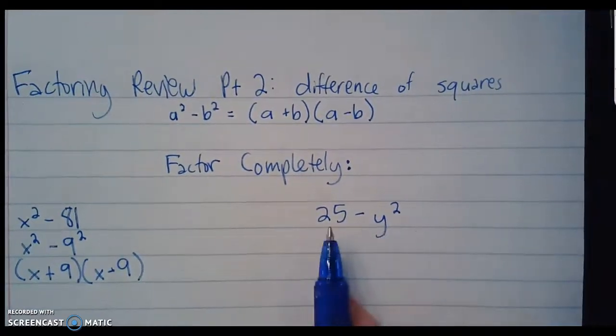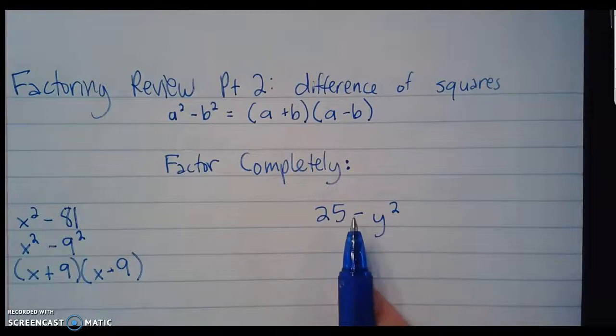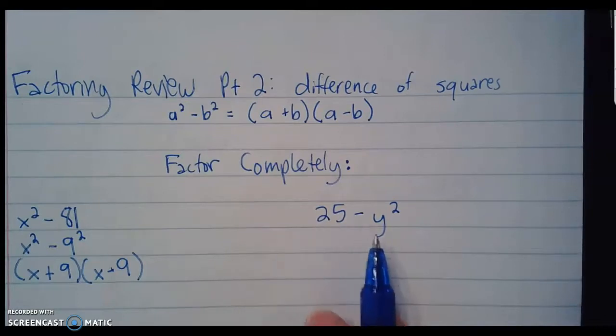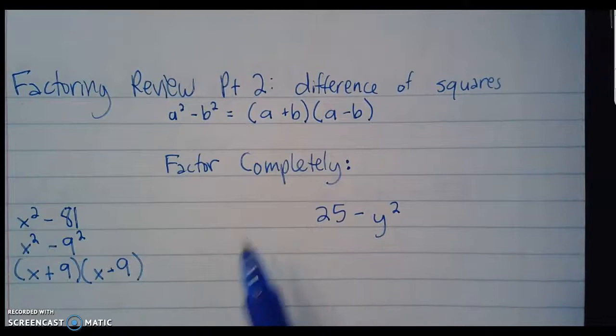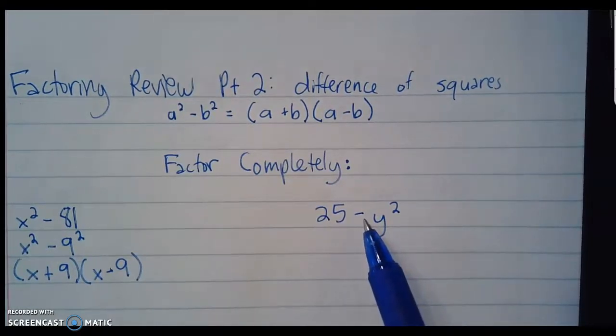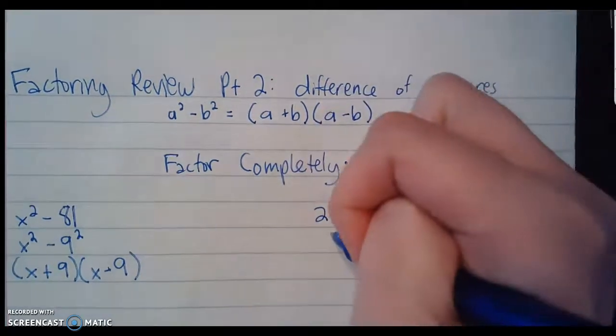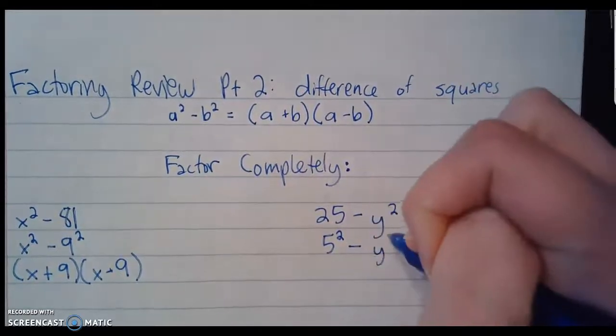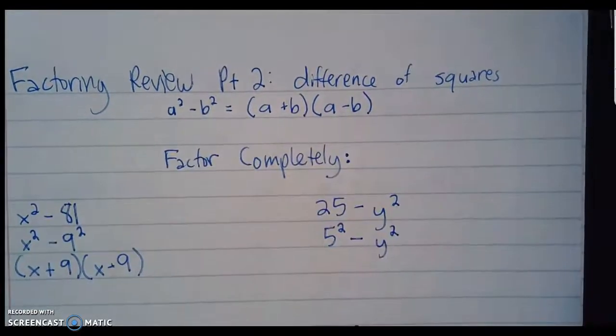Okay, so let's see. Is there a GCF? There is not. Is it a difference? Am I subtracting? Yes. So I've got 25 minus y squared. Trying to factor completely. 25 minus y squared. It is a difference. So are these both perfect squares? Well, 25 is 5 squared. And of course, y squared is also a perfect square.